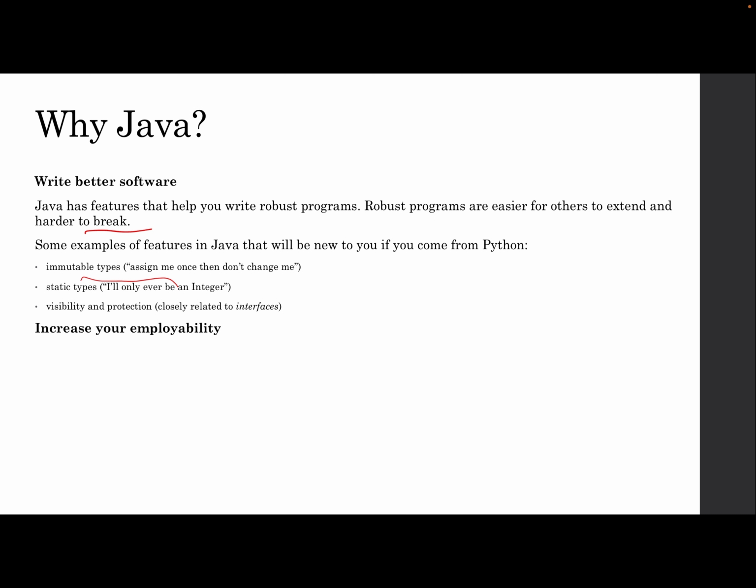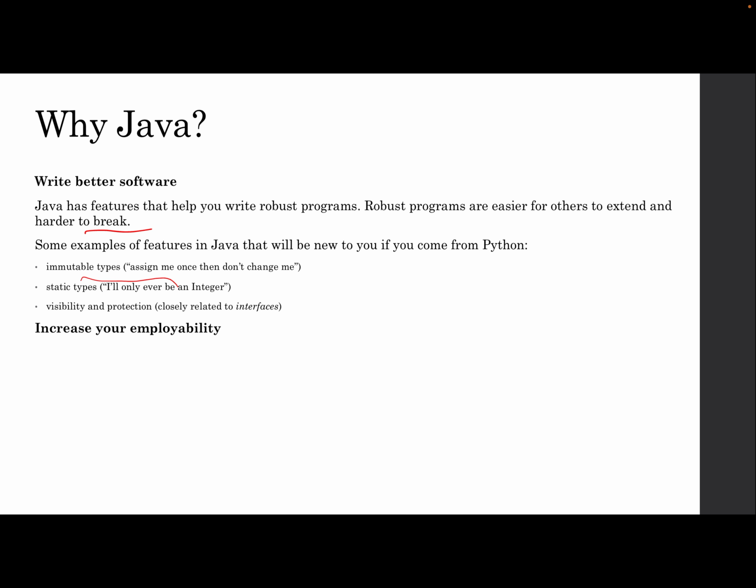Once a value has been assigned, we can prevent it from being modified later. And this can eliminate entire categories of bugs that can pop up. So once a variable has a value, you can't change it. And that's an immutable type.